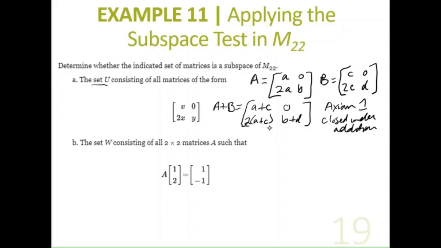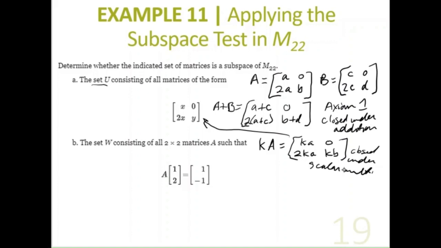And so let's go ahead and look at our scalar multiplication, right? So then we'd want to look at kA. What would kA be? Well, that one's pretty easy. We'd have ka, we'd have 0 here, we'd have 2ka, and then we'd have kb. And so once again, this would fit this form, for these real numbers a, b, and k. And so we would be able to say that this is closed under scalar multiplication. So yes, we would say that the set U is a subspace of M22.